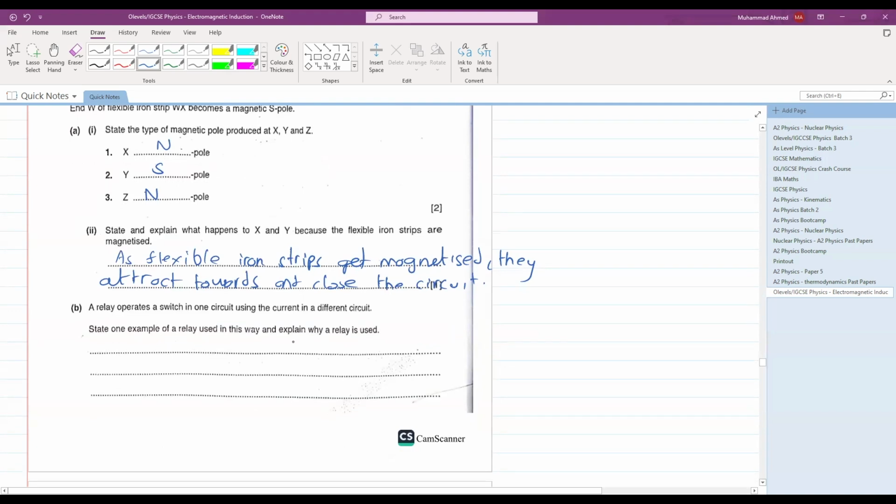State one example of a relay used in this way and explain why a relay is used. Maybe in nuclear power stations or general power stations. Why is a relay used here? To switch on a high voltage device using a low voltage switch. Simple. Let's further move ahead.